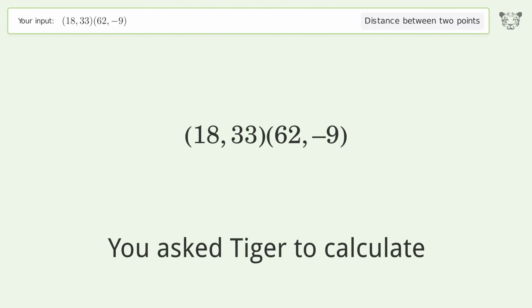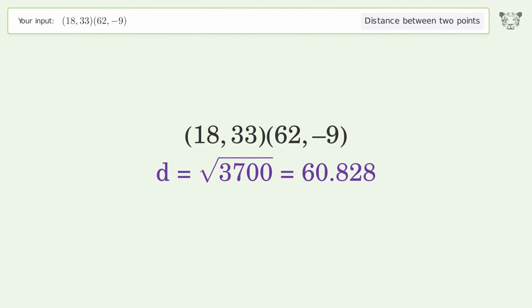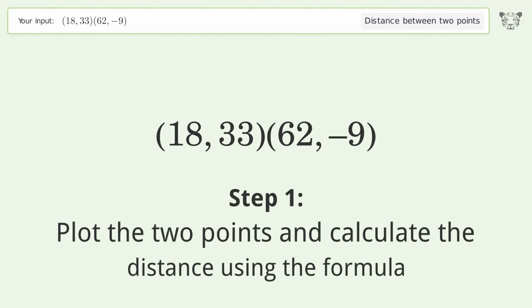You ask Tiger to calculate. This deals with the distance between 2 points. The distance between the 2 points is the square root of 3,700, or 60.828. Let's solve it step by step. Plot the 2 points and calculate the distance using the formula.